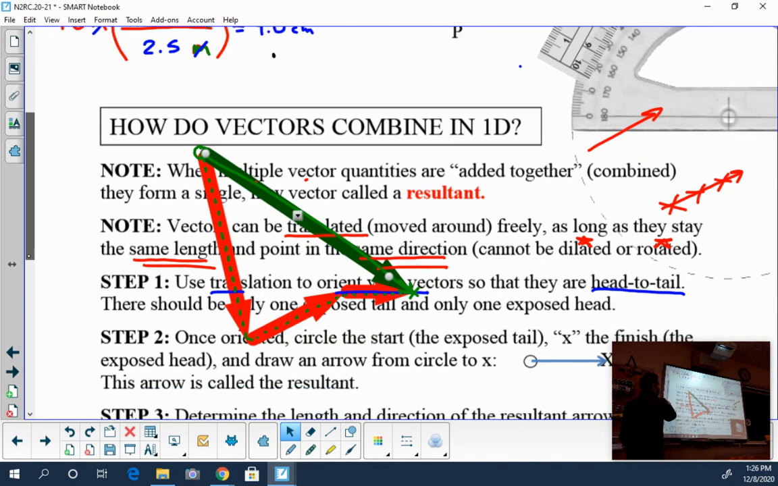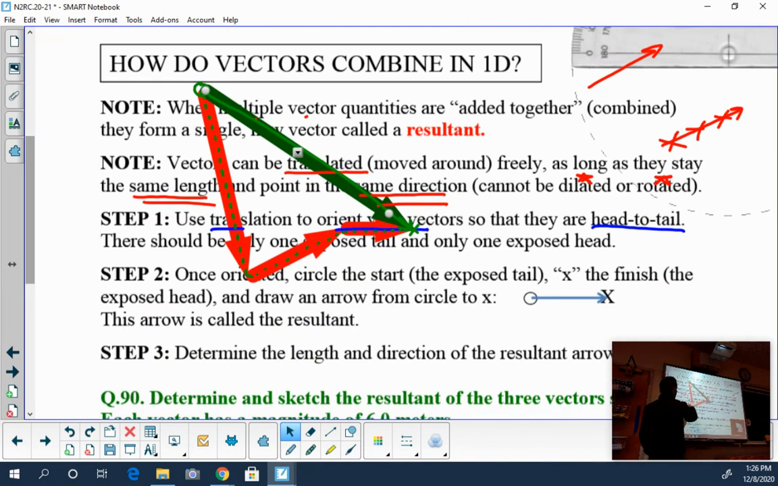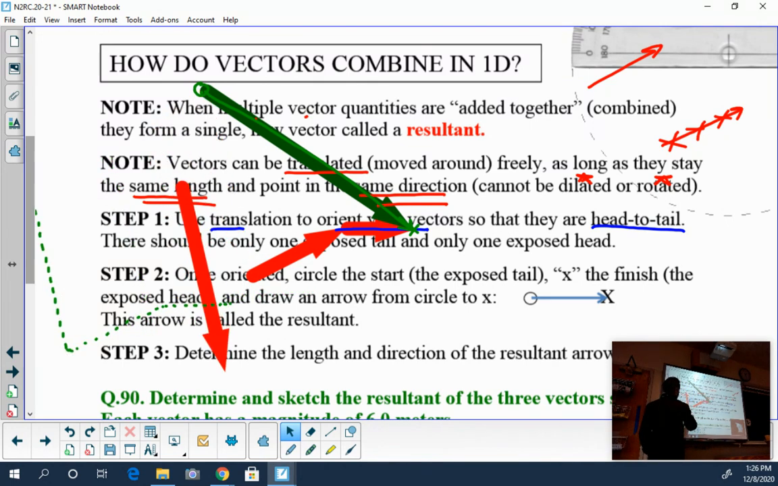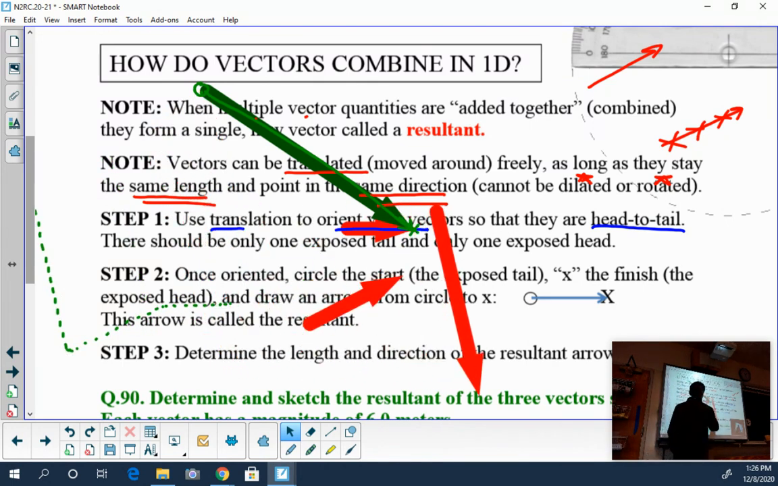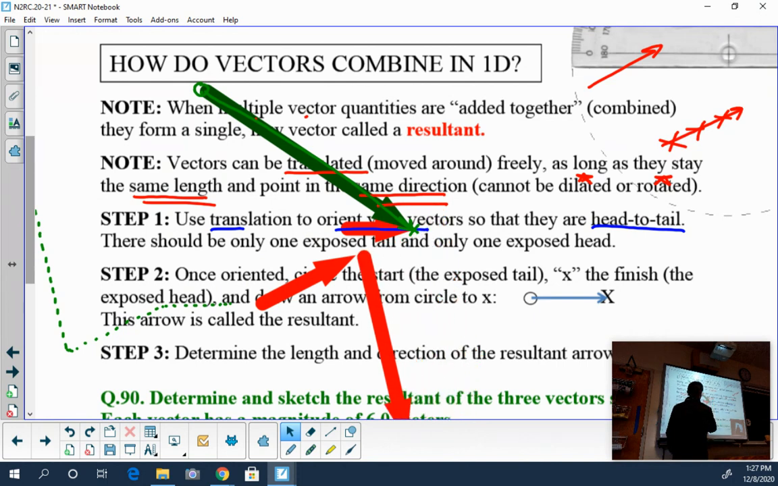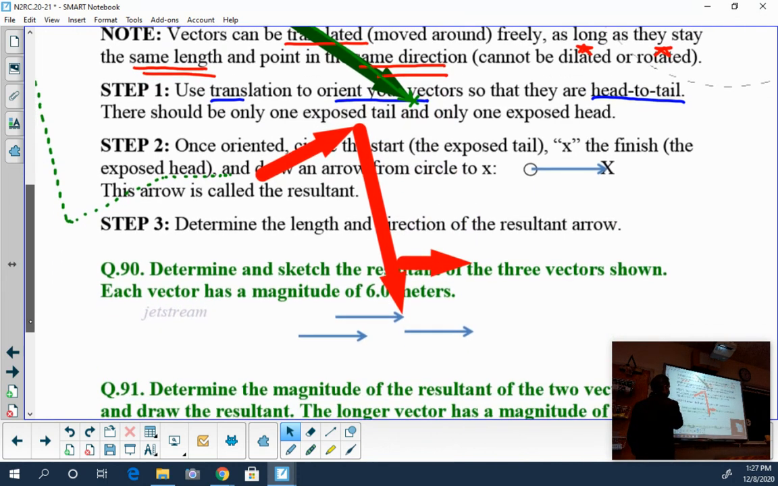Now, there's something really cool about this, and here's what it is. No matter what, you get all this junk out of the way. No matter where you put these, no matter what order you put them in, like for example, we'll start with this one, we'll go to this one, and we'll end with this one.